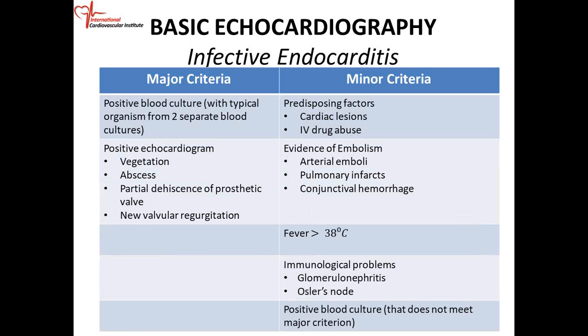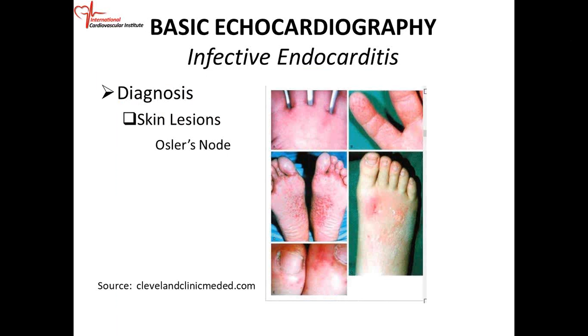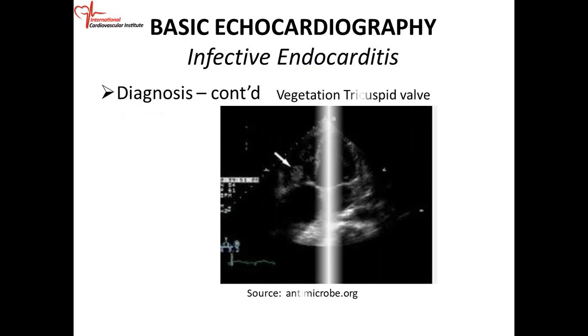So you have to know your major criteria and your minor criteria. Again, for your definitive diagnosis, you need 2 major criteria. Or you can use 1 major criteria and 3 minor, or 5 minor criteria. Okay? So these are some of the lesions. The Osler nodules, remember, these are painful lesions, you can have them on the fingertips or on the sole. Okay? It's a minor criteria, however.